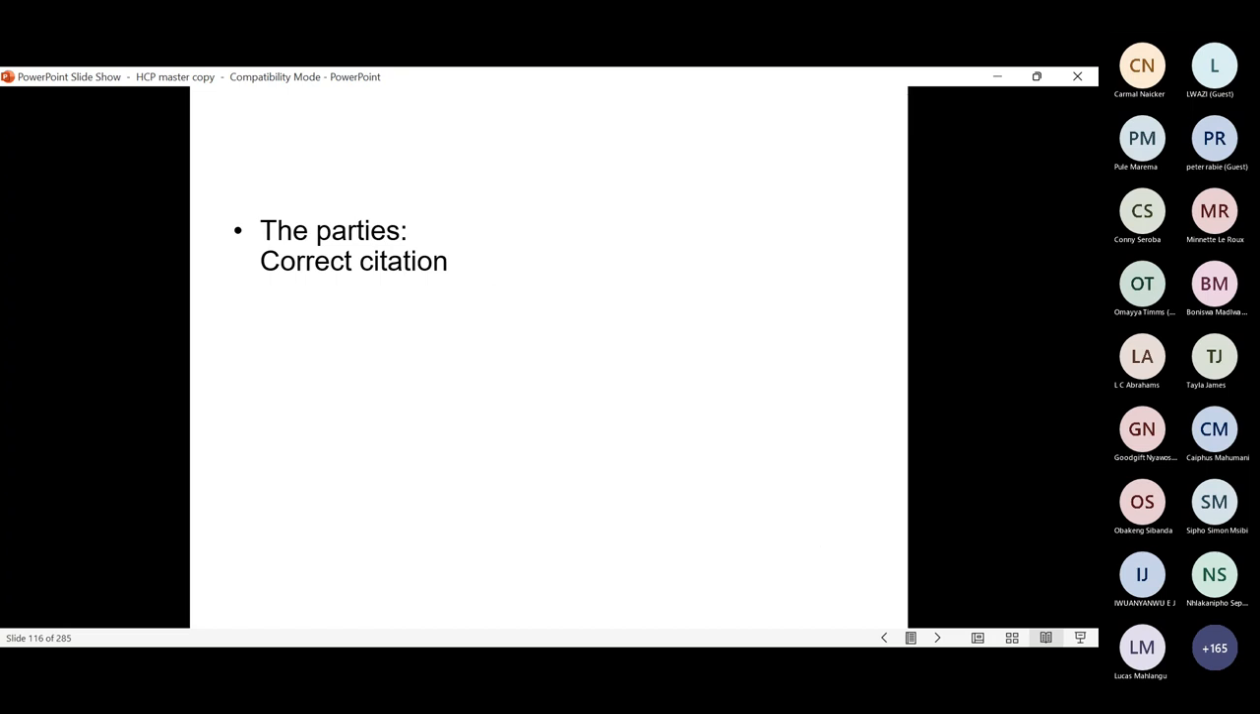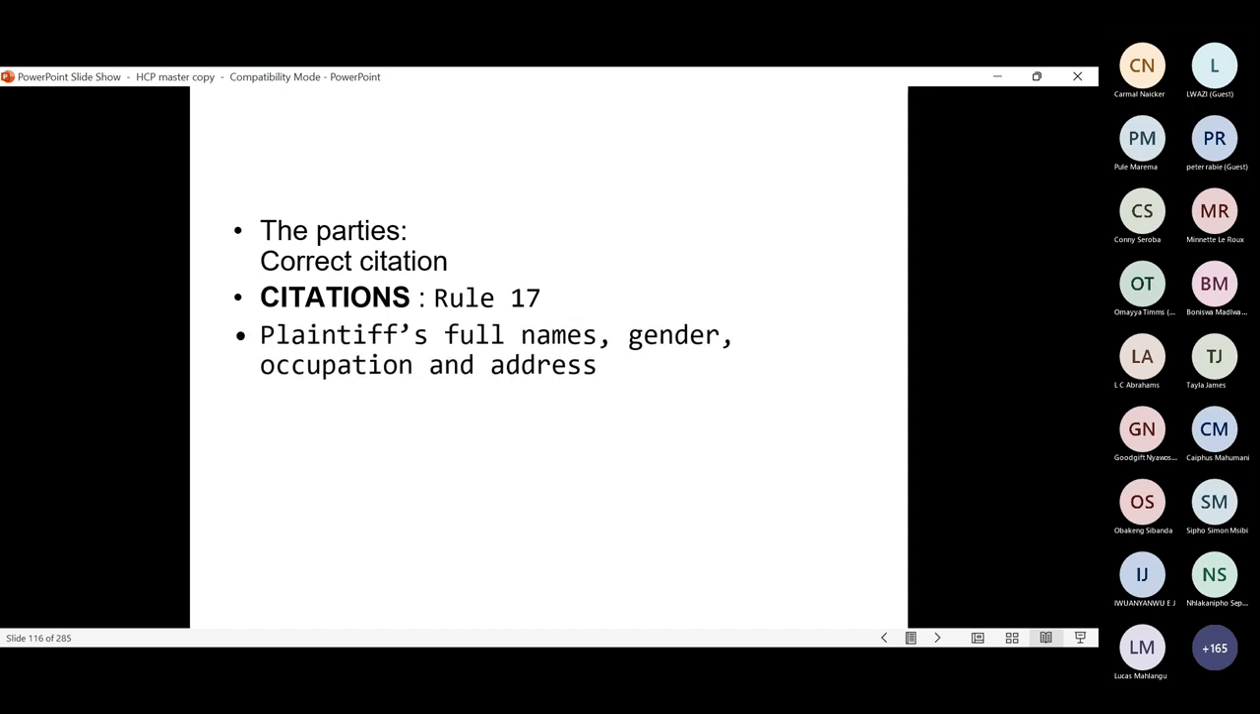So after the heading, you will start by citing the parties. Now, we looked at the citation of a minor. We talked about locus standi and the minor under 7 and older 7, and with the father suing in his own capacity as well as on behalf of the minor. Now, you usually would start by identifying the parties, and you start with the plaintiff first. And you must use the correct citation. Now, Rule 17 of the High Court, the Uniform Rules, deals with citations. The plaintiff, you must have the full names of the plaintiff, the gender, the occupation, and the address.